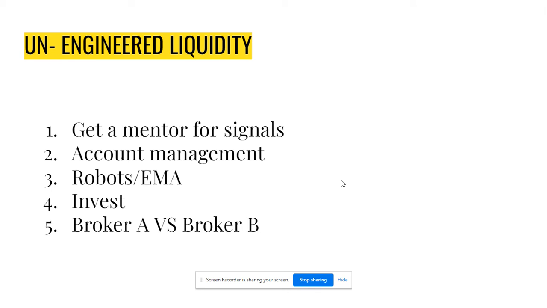Now, unengineered liquidity, it's when you get a mentor for signals. Then they give you a false signal, then you lose your money. They can give you a false signal because of point number 5. There's broker A and broker B. Have you realized that some people get mentors?